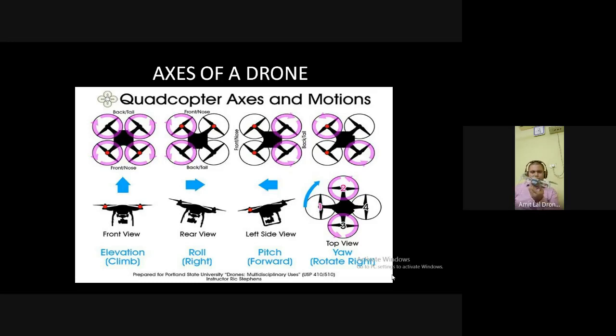Then rolling, this is rolling. About the longitudinal axis, the motion is called rolling. So what happens is these two motors speed up, these two slow down or remain at the same speed. So this type of motion is attained, and this type of attitude gives the rolling motion.